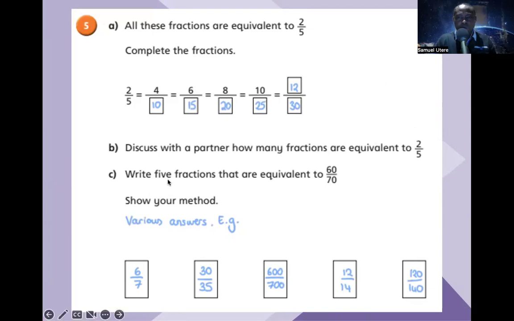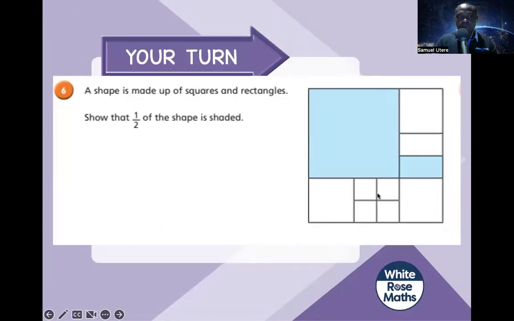All right, next one. Discuss with a partner how many fractions are equivalent to 2/5. Of course, there are many fractions that you can create that are equivalent to 2/5. And then here it asks, write 5 fractions that are equivalent to 60 over 70. All right, 6/7 is the first one. You can simply divide this by 10. All right, and there are other fractions. You can have this one. Okay, so I hope you got these right and you celebrate your success. So well done. Okay, pause the video and answer question 6 in 2 minutes.